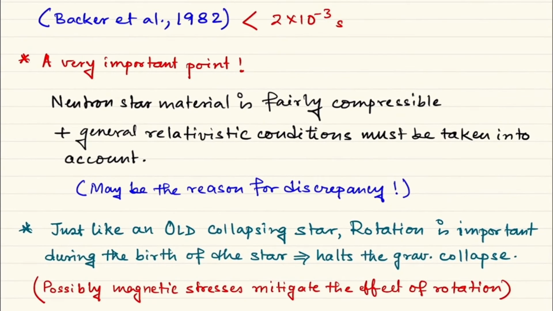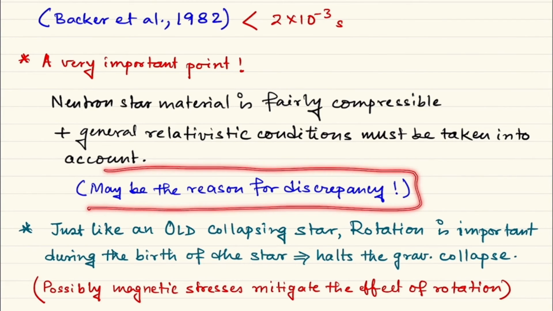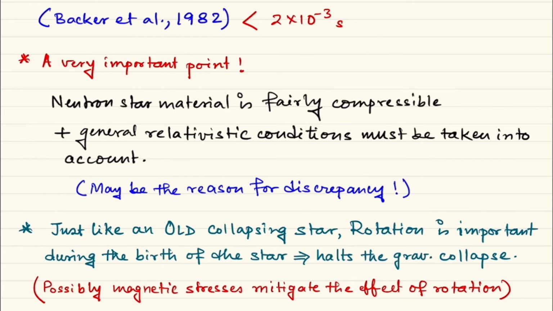Okay. Now, this is also a very complex thing. So this is one of the possibilities, of course, that the general relativistic correction and the compressibility can be the original reason for this discrepancy. But it is true that we are not 100% sure of that.